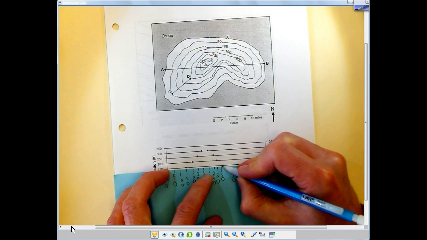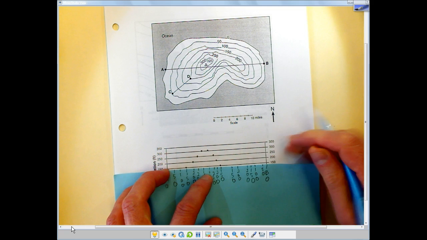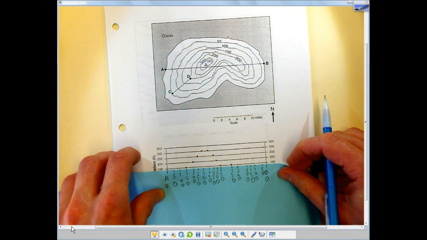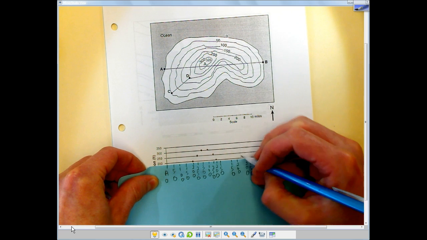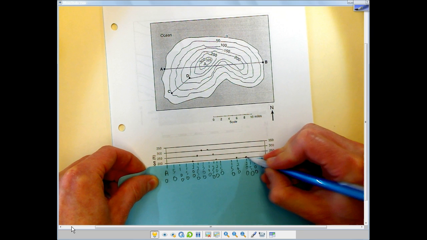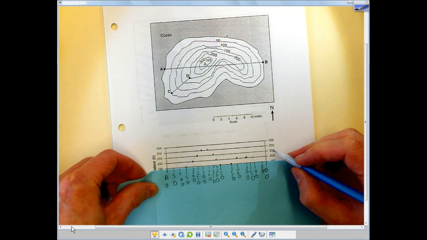I'll make my mark at 150. And now look, another 150. Now I go back up to 200, and then what? Oh, 200 again, and then 150, so I move this down.